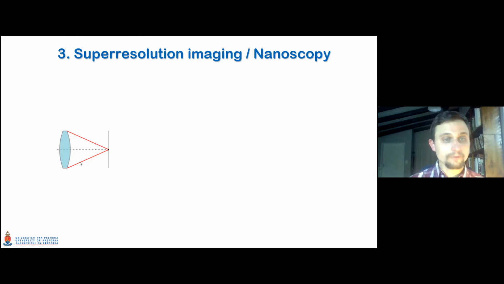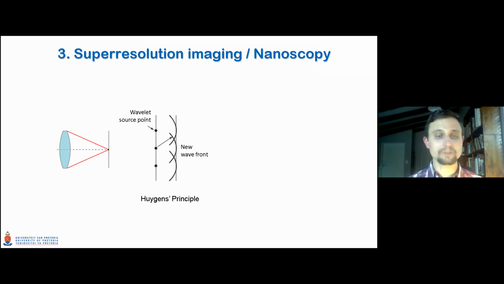So if you focus light, or any electromagnetic radiation for that matter, but let's focus on light now, you can try to focus it as tightly as you can. You will always have to face the principle of Huygens, which says that every wave front can be divided into source points, and every point on this wavefront is the source of another wavelet. And now if all these wavelets overlap in the far field, they create a new wavefront.